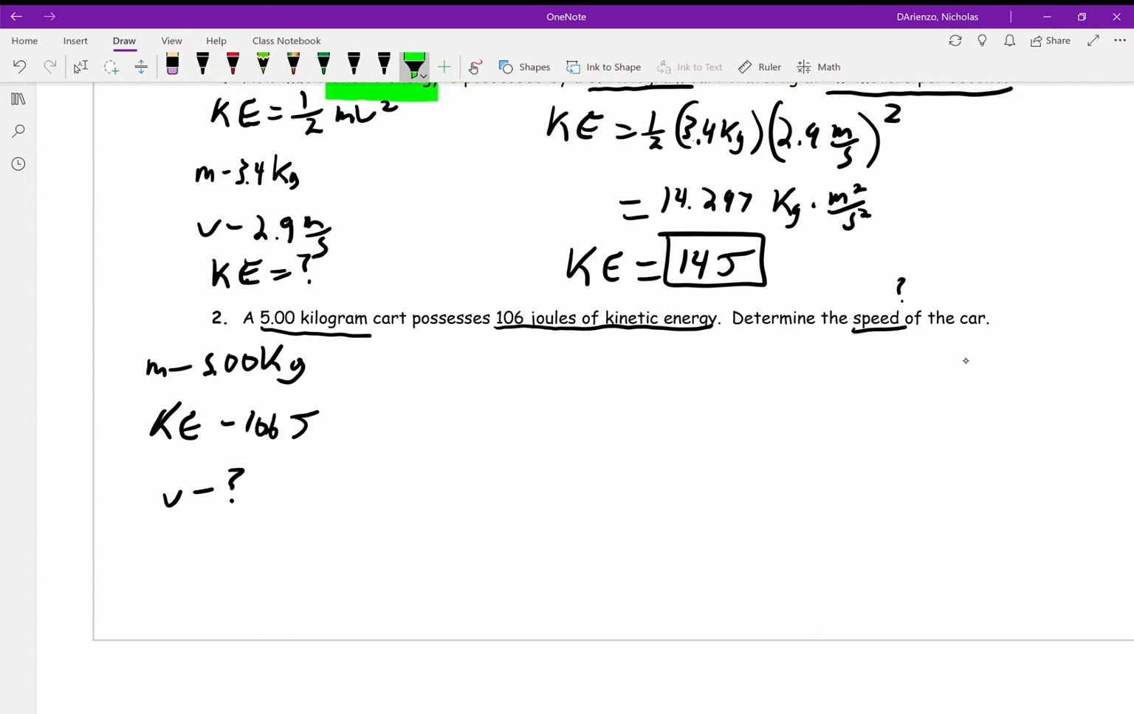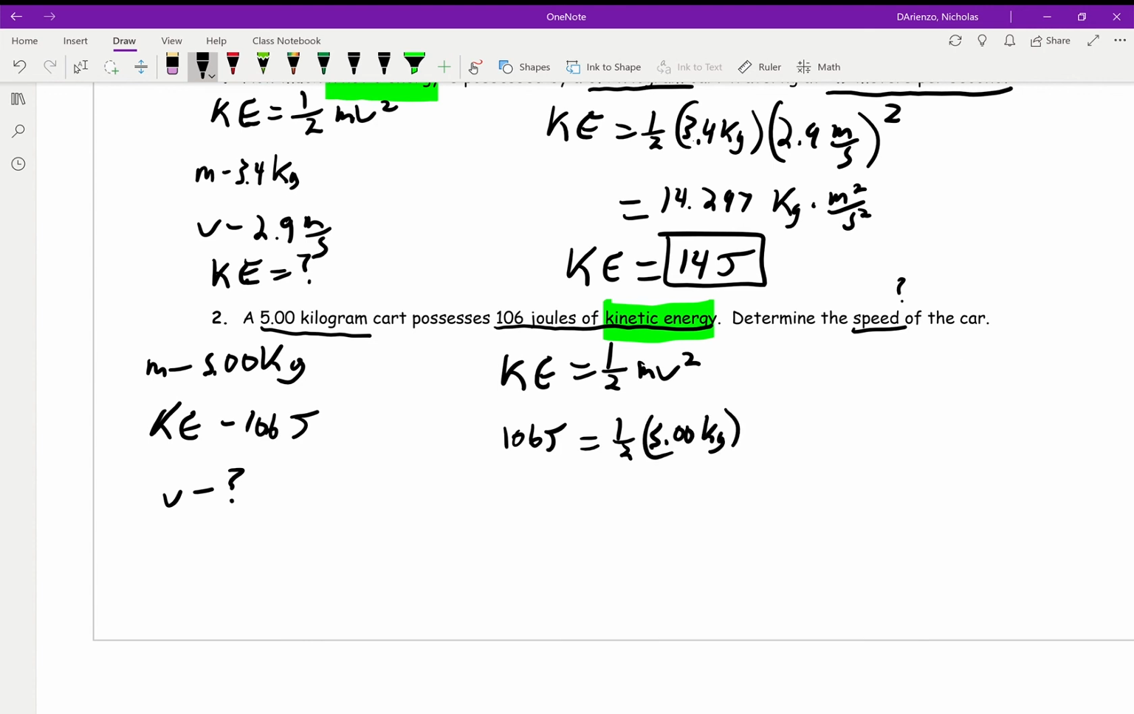So again, when you see kinetic energy, we're only using one equation for this, amongst other forms, especially when we're talking about work. We will manipulate this a little bit. I'm going to plug this in as we have it. So we have 106 joules. That looks like 166, but it's not. It's 106. 106 joules equals 1/2 5 kilograms times our velocity squared.